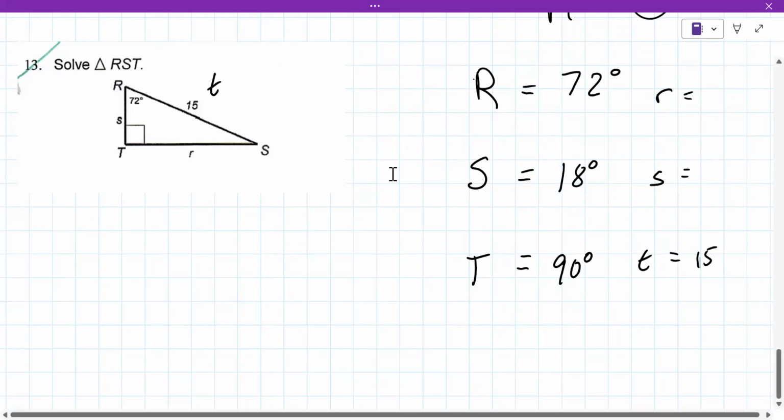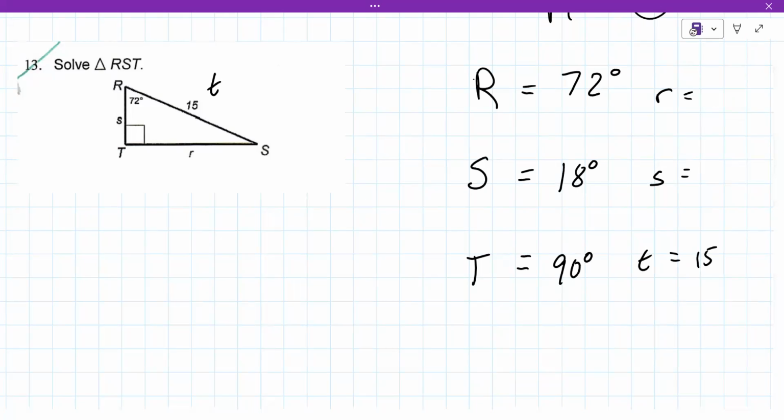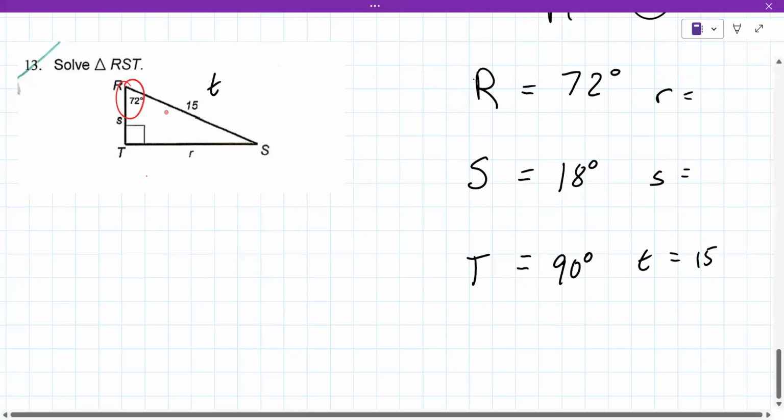All right. So is that okay? We're just kind of building the table. We only have 2 more values to find. All right. So you got to pick an angle. Do you want to pick angle R, or angle S? R. Okay. So starting up here at angle R, let's find S.